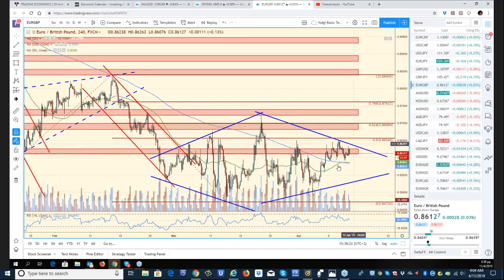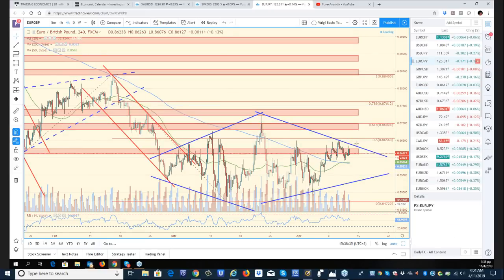Fast revisit of the euro pound. Euro pound still remains in what appears to be like a diamond formation. Let's see if it's a reversal formation or a continuation. We should know sooner rather than later. But I am monitoring this pair.